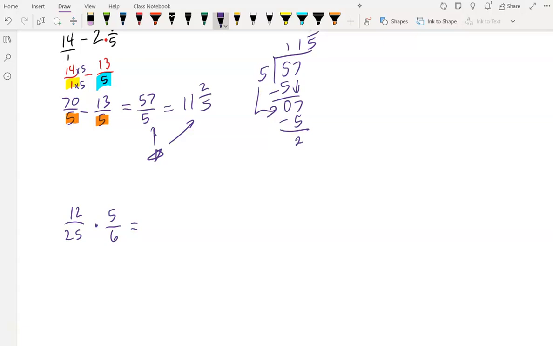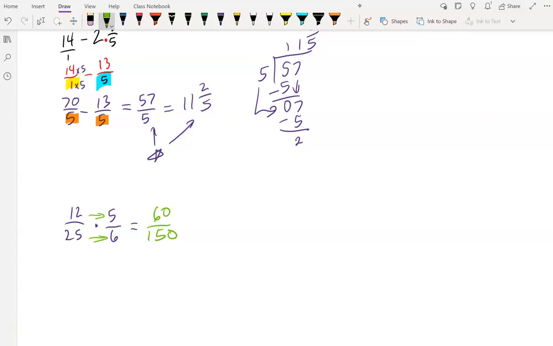The great thing about multiplying fractions is we can just multiply straight across. That's the coolest thing about fractions, is we just multiply straight across. Now, 12 times 5 is 60. And 25 times 6, you know, if you have to use a calculator to do that, that's okay. 25 times 6 is 150.